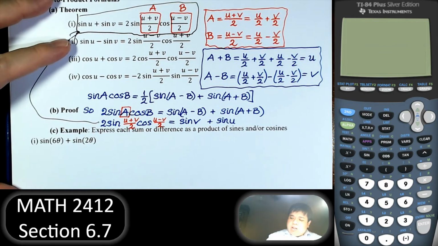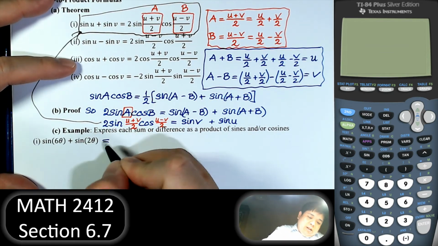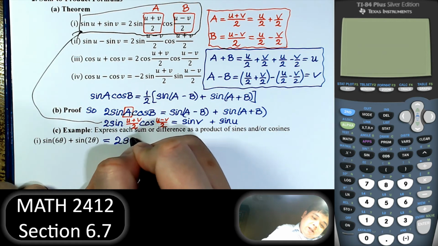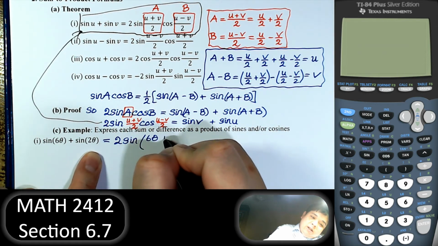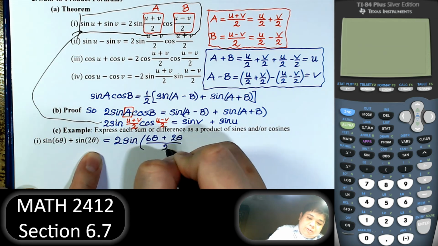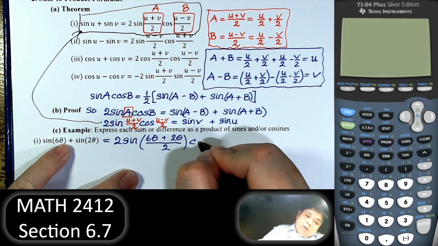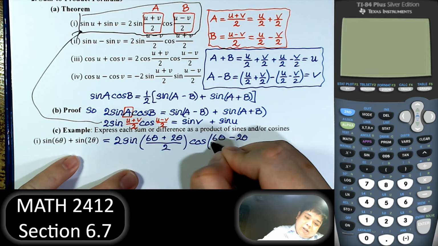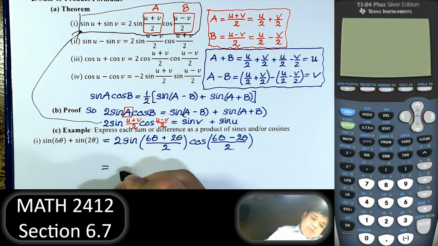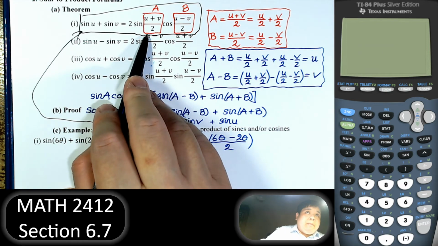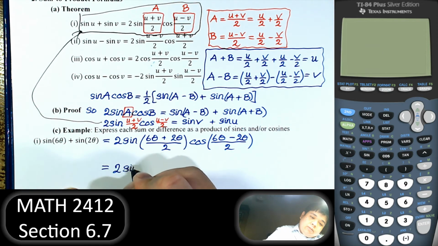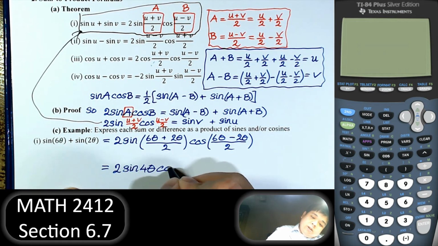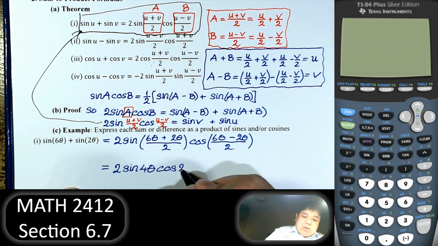Now see how it works with a couple of examples. Sine of 6 theta plus sine of 2 theta is going to be 2 times sine of 6 theta plus 2 theta divided by 2, and then cosine of 6 theta minus 2 theta divided by 2. That's the first formula that I use there. So 2 sine, 6 plus 2 is 8, divided by 2 is 4 theta, cosine, 4 theta divided by 2 is 2 theta.